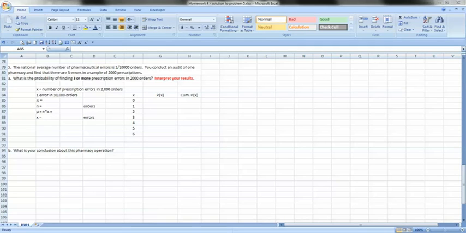The problem states the national average number of pharmaceutical errors is 1 in 10,000 orders. You conduct an audit of one pharmacy and find that there are 3 errors in a sample of 2,000 prescriptions. So we're looking at a different interval. We have 10,000 here and 2,000 here. And we want to know the probability of finding 3 or more prescription errors in 2,000 orders.